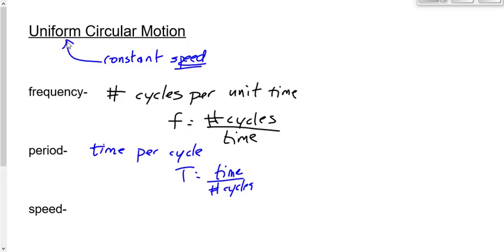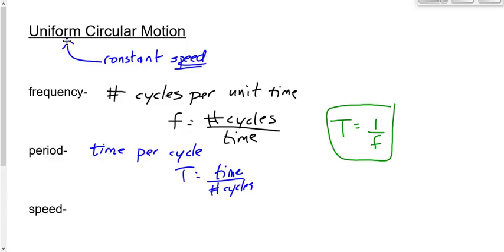I'm going to relate these two together now using an equation that is on your data sheet. If frequency is the number of cycles per unit time, and the period is the time per number of cycles, how do they relate to each other? Frequency is cycles per time, period is time per cycle. Yeah, they're inverses of each other, reciprocals of each other. So we'd say the period is equal to 1 over the frequency. That one is on your data sheet.